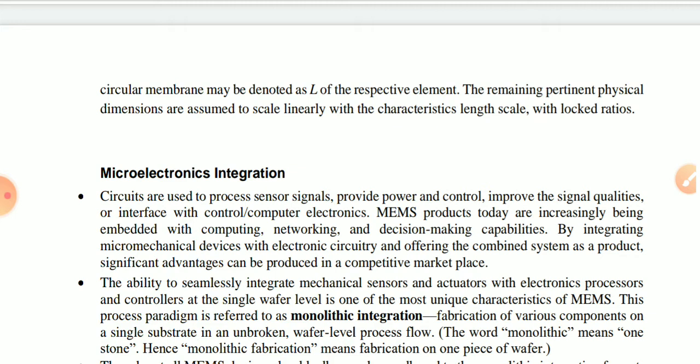Integration is not only about integrating; we also fabricate these devices in batch production. That means if you make many devices from one chip, the cost will automatically be reduced. At the same time, many work in parallel, so the total system cost will also be reduced. So that is another thing about microelectronics, integrated microelectronics control devices.